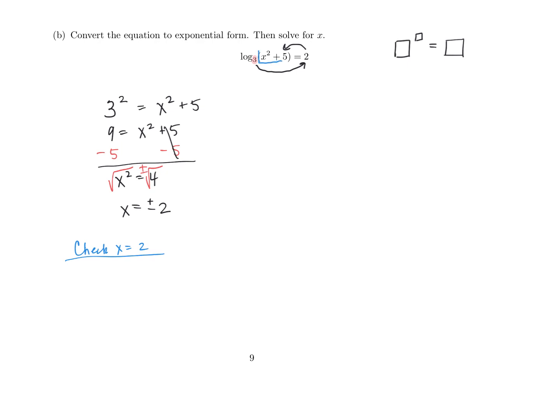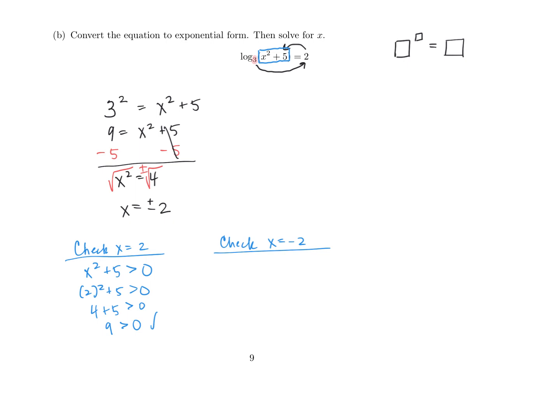So I am taking the log of x squared plus 5. So x squared plus 5 has to be greater than 0. Now I'm going to plug in 2 and see if that's true. So 2 squared plus 5 is greater than 0. That's 4 plus 5, which is 9. So the question is, is 9 greater than 0? Yes. So 2 checks. Now I'm going to check negative 2.